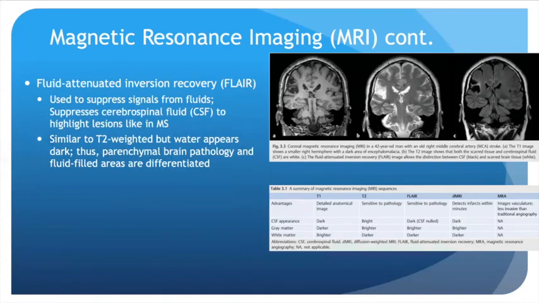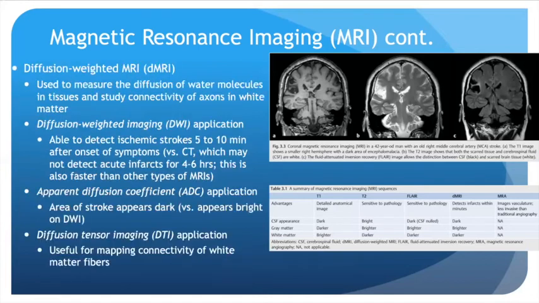Fluid attenuated inversion recovery, or FLAIR. This is used to suppress signals from fluids, so it suppresses CSF to highlight lesions like in multiple sclerosis. This is similar to T2 weighted, but water appears to be dark.